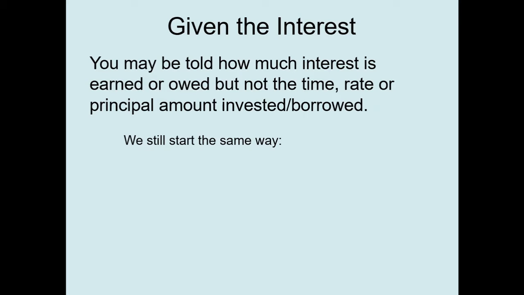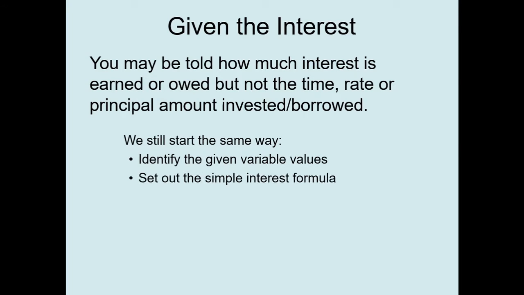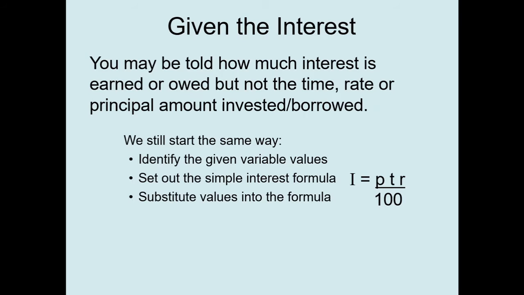Still, we start the same way. First of all, we need to identify the given variable values. So if they give us the interest, I equals; if they give us the time, T equals; if they give us the rate, R equals some percent; and if they give us the principal, P equals. Next, we set up the simple interest formula, the same as in our last lesson: I equals PTR over 100. And if you're not familiar with this formula, check out that last lesson. We explained it there.